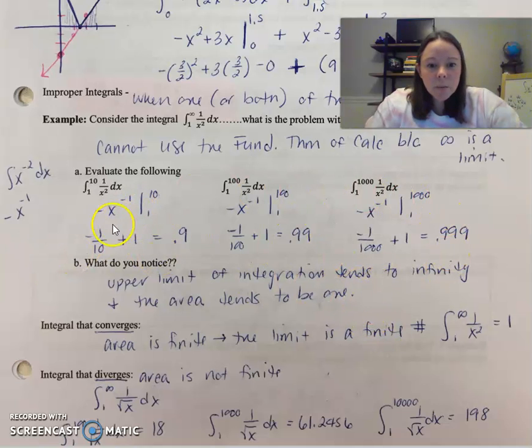So this is an example of an integral that converges. The area is finite, the limit is a finite number. And that's what we just saw. Now, what happens if it doesn't? An integral that diverges is when the area is not finite. So I just made up a random example, and I showed you down here, from 1 to 100, you get 18. 1 to 1,000, you get 61.2456. 1 to 10,000, you get 198. It's just getting bigger and bigger and bigger. It's not approaching a number. So that's an example of a diverging integral.